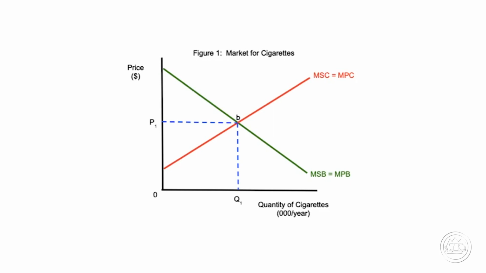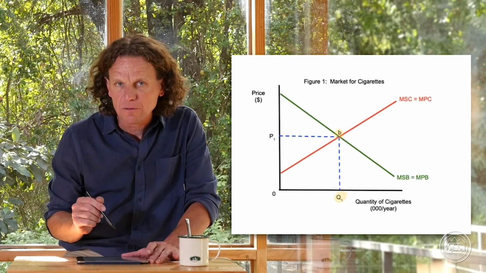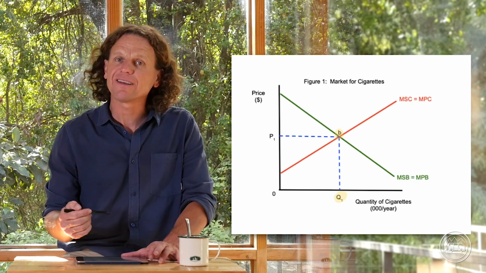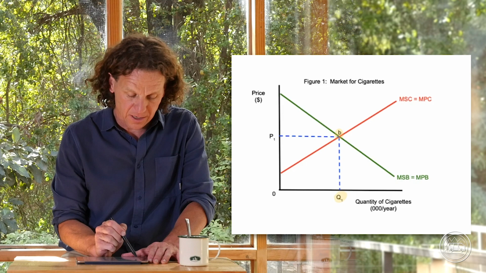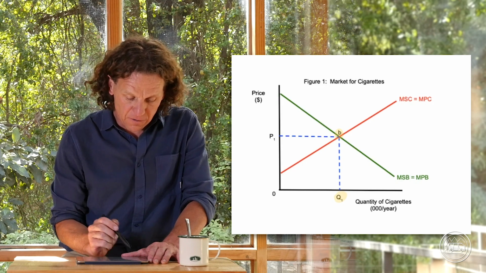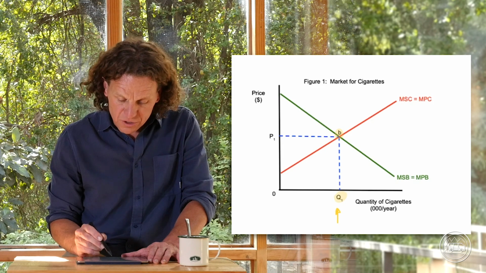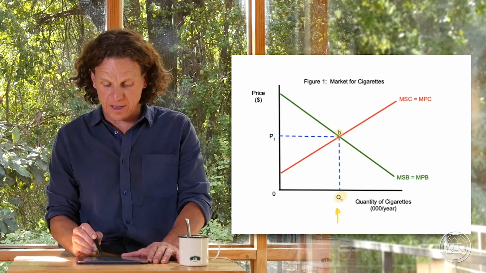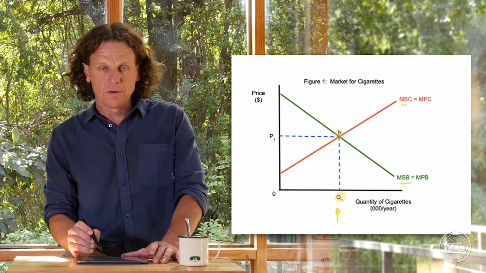And what we might want to notice right away is that this is the socially optimal point, and that means that the Q1 level is the socially optimal level of output. This becomes really important because the government is going to get involved to try to get us back to this level of output. They're going to try to get the market to function at Q1, the socially optimal level of output, which is where MSB equals MSC.